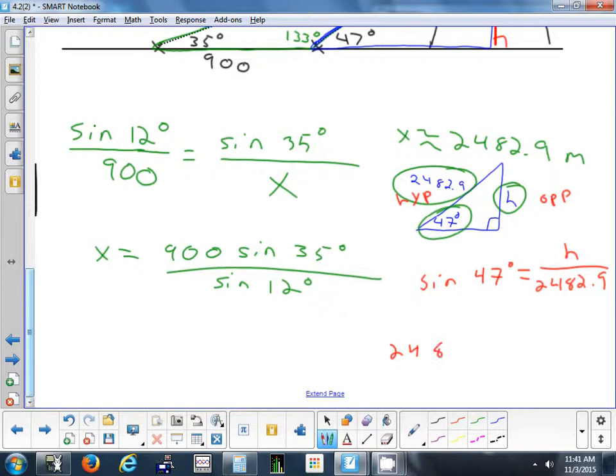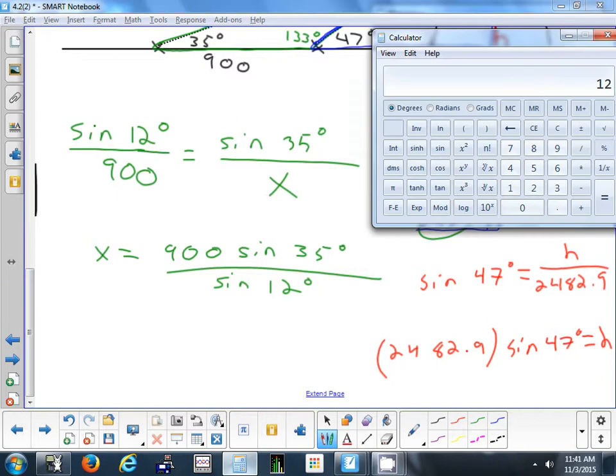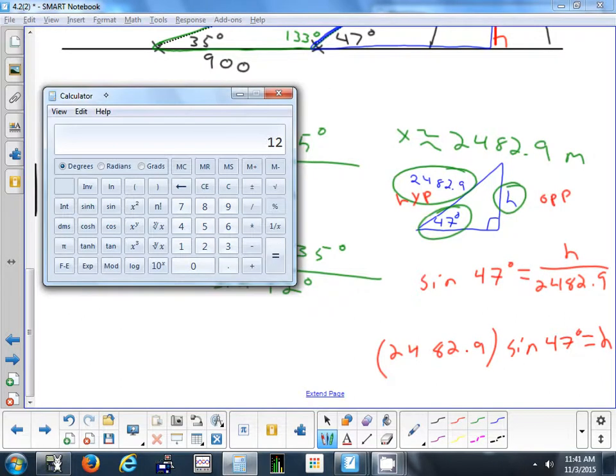So your final answer is 2,482.9 times the sine of 47. Okay, let's see what we get. Sine of 47 times 2,482. All right, so it should come out to 1,815.9.